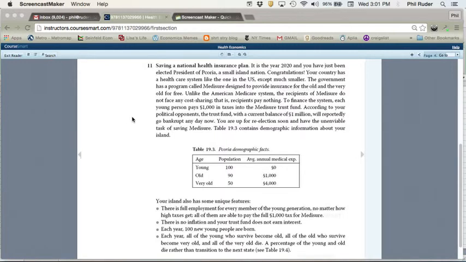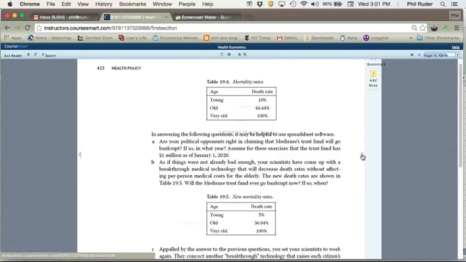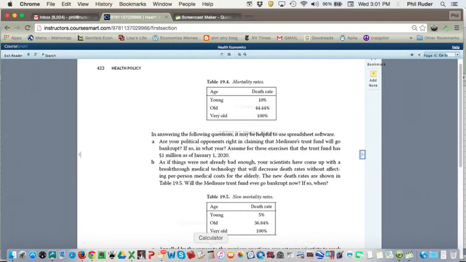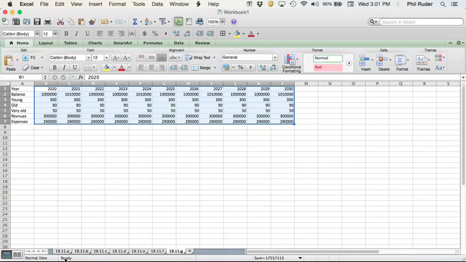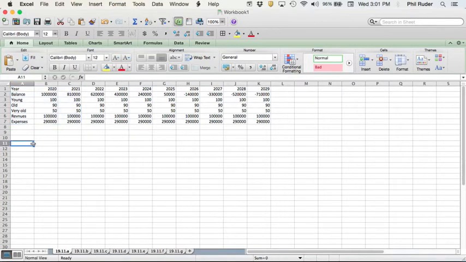So they give us this information about population and healthcare costs, and then they ask us to implement various scenarios. And the first one is just, given the information in the base case, is the system truly going to go bankrupt? I prepared a bit of a spreadsheet, but I wanted to show you how I set that up. I started with a year. All these scenarios start in 2020, and then go on from there.